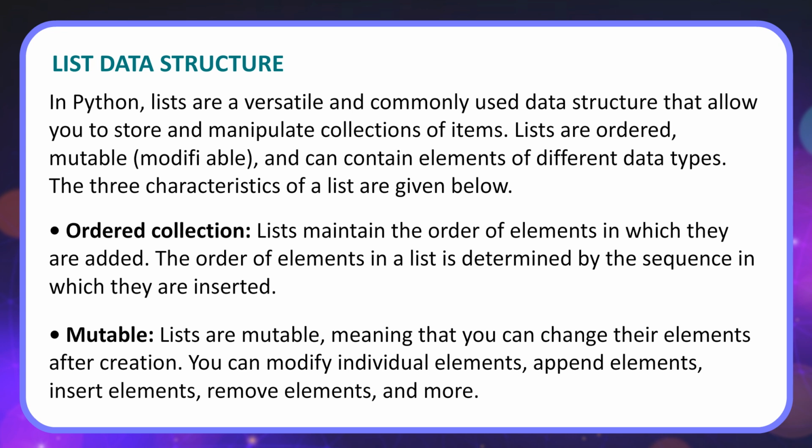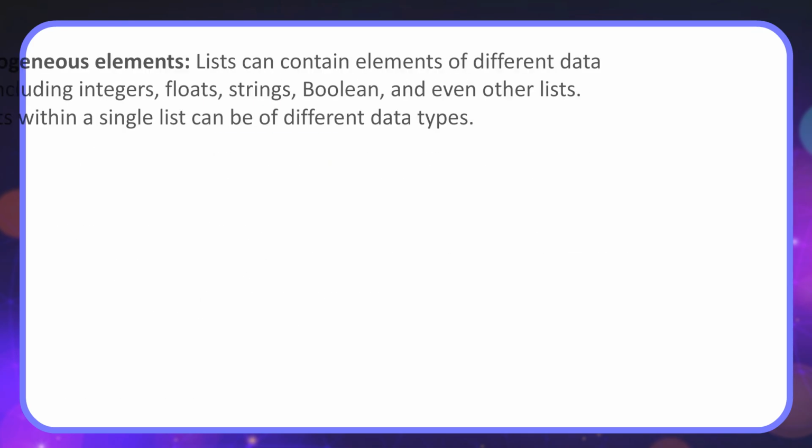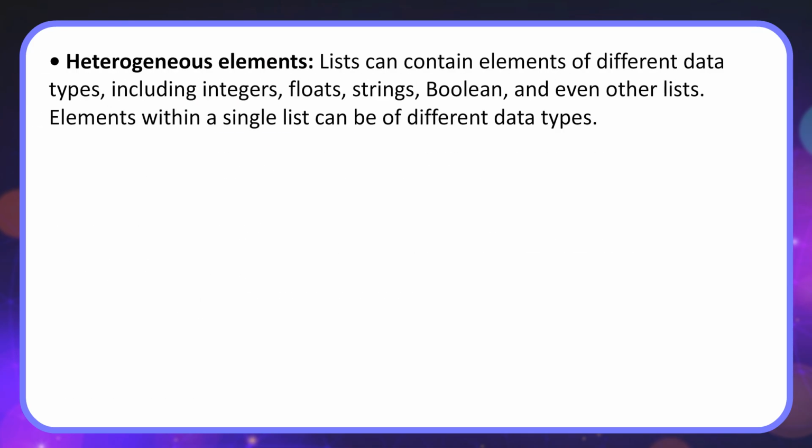Mutable. Lists are mutable, meaning that you can change their elements after creation. You can modify individual elements, append elements, insert elements, remove elements, and more. Heterogeneous elements: lists can contain elements of different data types, including integers, floats, strings, booleans, and even other lists. Elements within a single list can be of different data types.